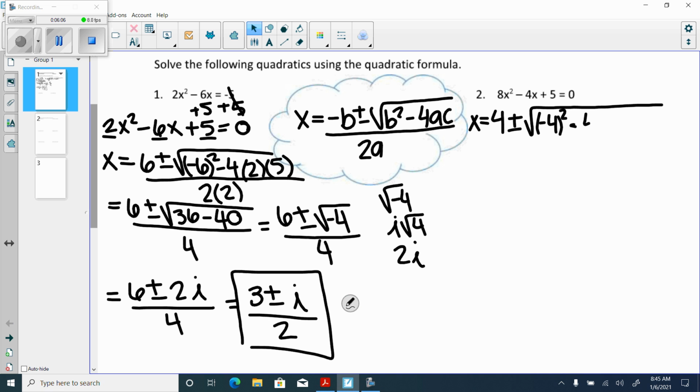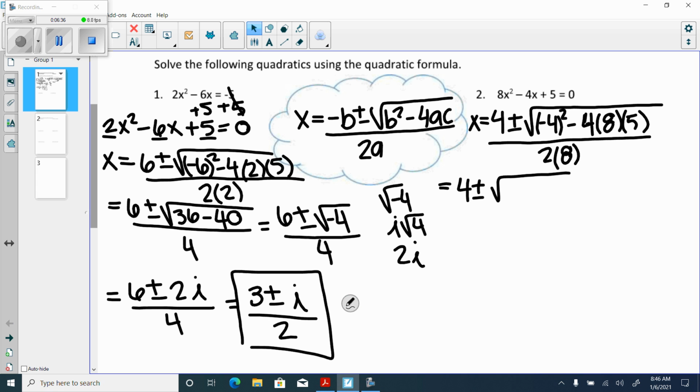Squared minus 4 times a, what's a? Times c, which is good, all over 2a. All right, and now we just start to simplify. So there's nothing we can change about the 4 out in front, so we just keep the 4 plus or minus, and we start under the radical. So first we're going to square negative 4. What should we get? Positive 16. Then we multiply our numbers. So we've got negative 4 times 8.